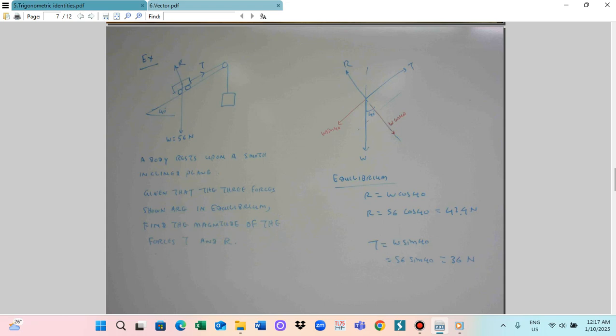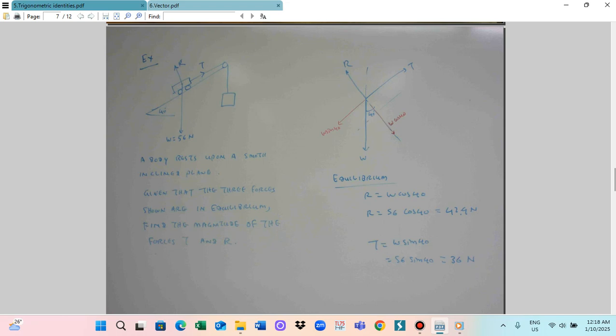So we can calculate. The weight is 56 cos 40, and also T is equal to the weight sin 40, so 56 sin 40. By this way you can get R and T. So R is equal to 42.9 and T is 36 newton. 42.9 newton and 36 newton. By this way you can calculate the two forces.